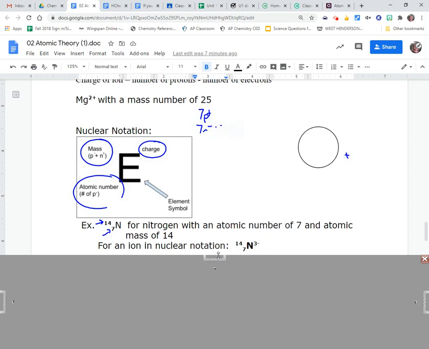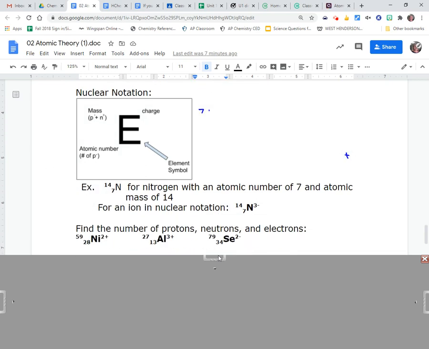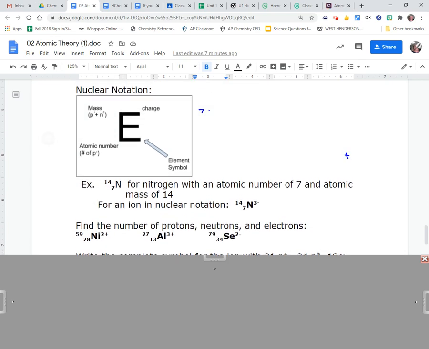Okay, now I have some for you to try. If you would pause your video, try and figure out your protons, neutrons, and electrons for this one. Then you can restart and we'll go over the answers.